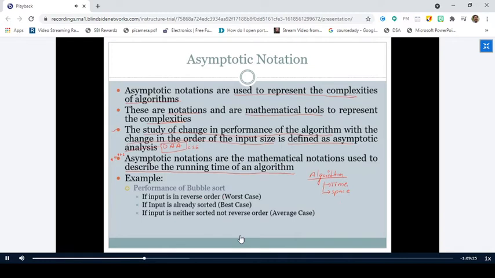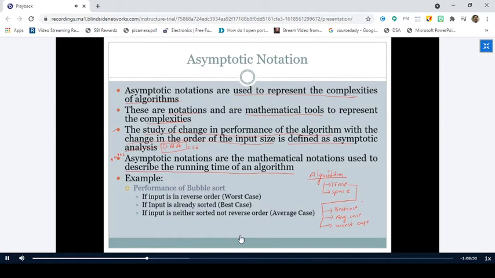So when we consider the time complexity, again this time complexity is categorized into three categories. One is the best case, the second one is average case, and the third one is worst case. The time complexity of any algorithm you take can be divided into three parts: best case, average case and worst case. So what is this best case? What is this average case? What is this worst case? All these things we will discuss.